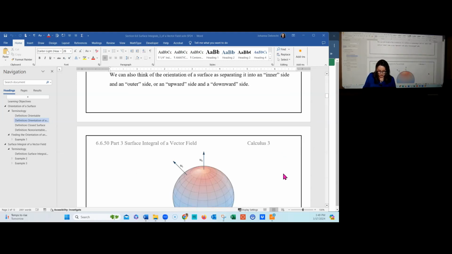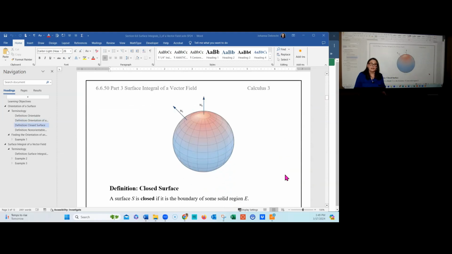We can also think of the orientation of the surface as separating it into an upward and a downward. In this particular image here, you can see that two normal vectors, n1 and n2, are pointing in a general upward direction. This, however, is an example of what we would call a closed surface. And when we think of a closed surface, we're thinking of a surface that is the boundary of some solid. And we can call this region E. When we have a closed surface, then we don't just think in terms of upward and downward. Instead, we think of outward and inward.